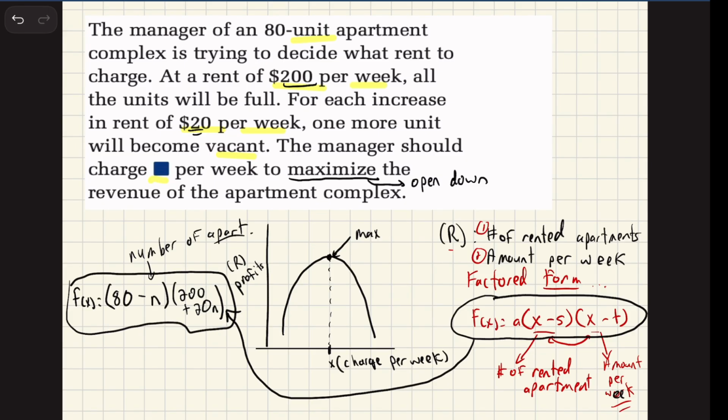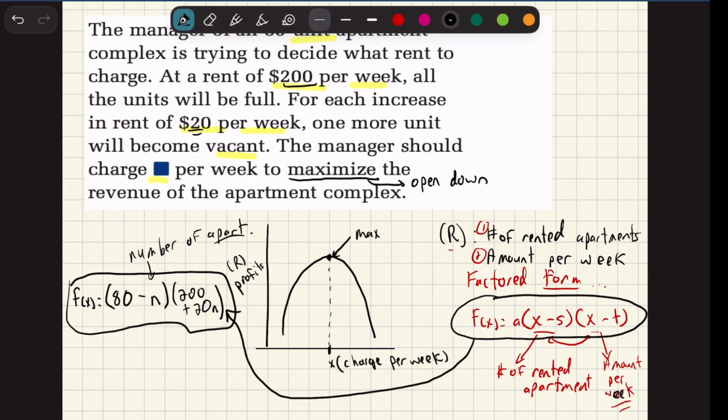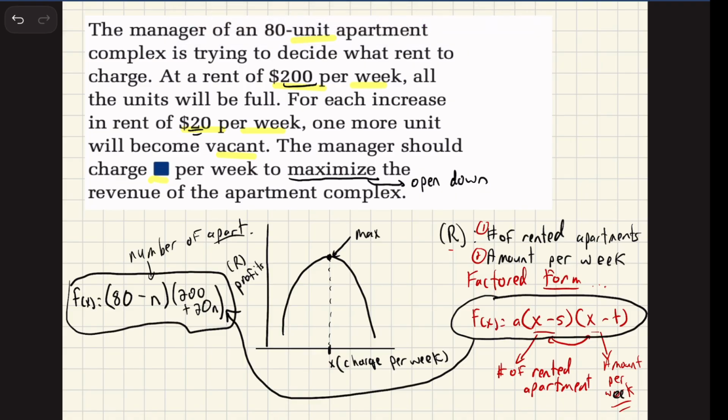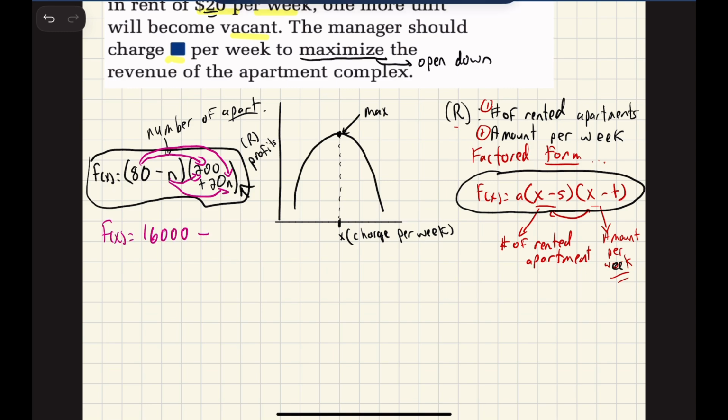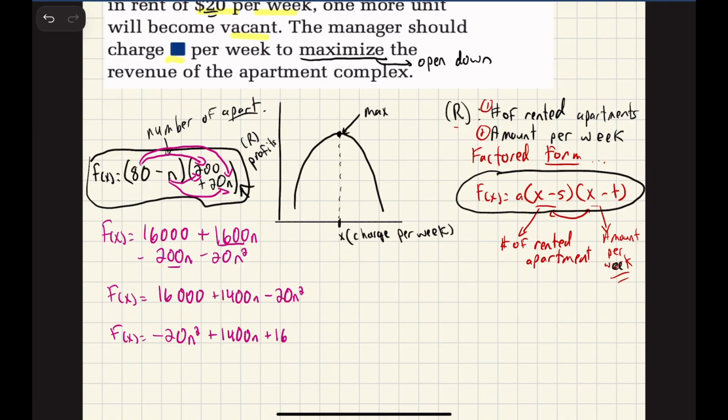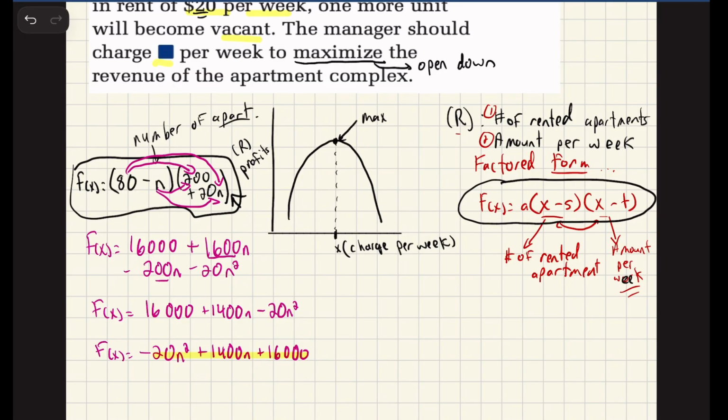Now, because we want the vertex, we're actually going to get this into standard form, and then from the standard form, convert to vertex form. Now, how do you get this to standard form? Well, you can use your distributive property in order to do that. Now that we have this quadratic equation in standard form, the negative 20n squared, well, that would be the A, the 1400 is the B, and then the 16,000 is the C.